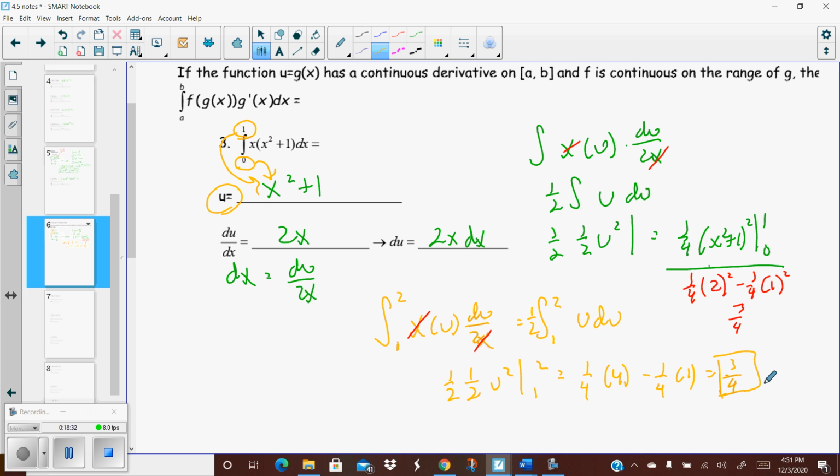Okay, but anyway, this is the change of bounds right there on that example. And you will have to be able to do the changing of the bounds.